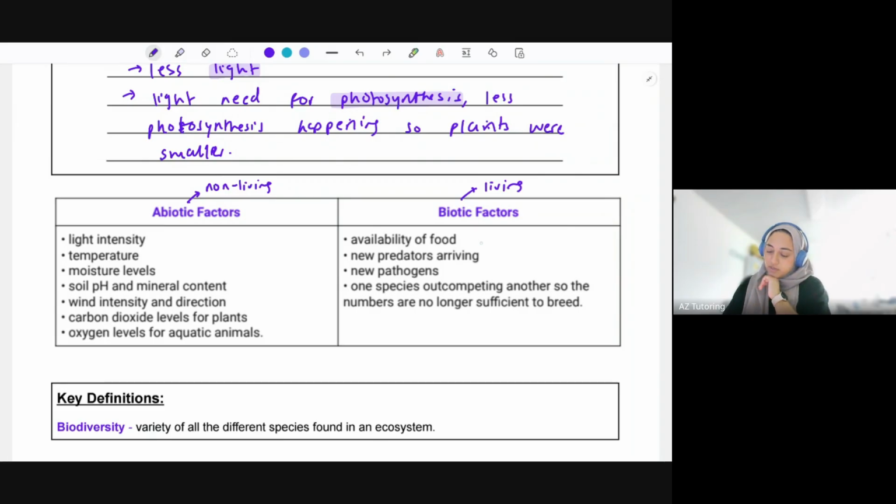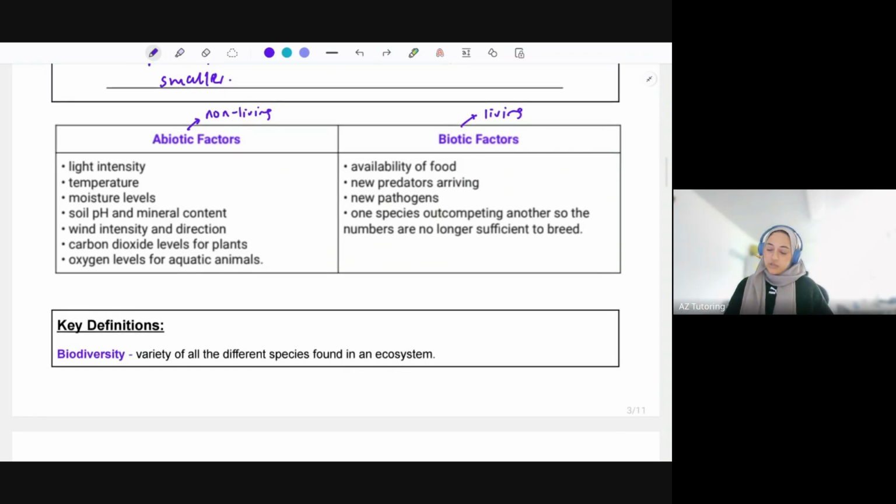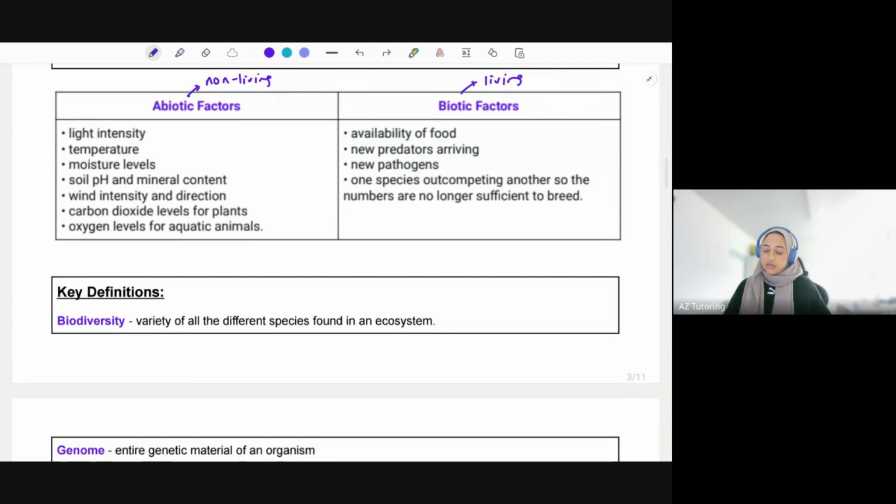If we look at the biotic factors, so new predators arriving, which is a living thing. If a predator came and took over some sort of land, they would kill all the plants there, for example. New pathogens, remember pathogens are actually living, and if diseases spread across a field, it could kill plants, for example, or so on. So yeah, just make sure you know the differences and a few examples of abiotic and biotic factors.